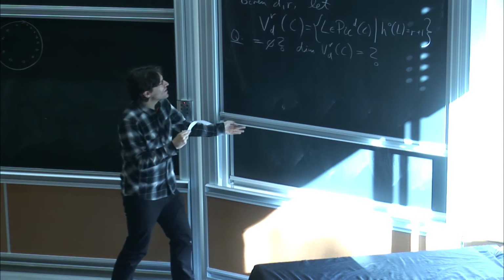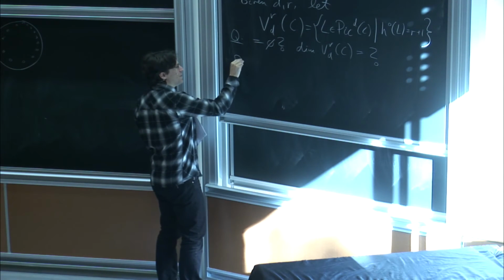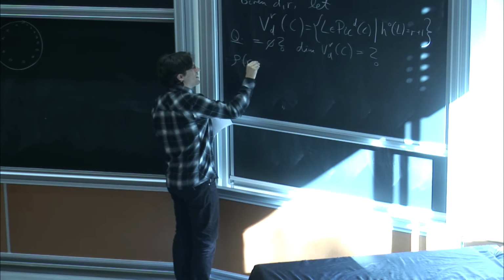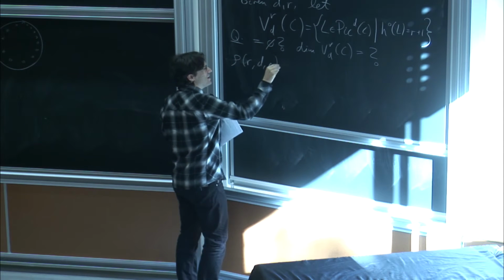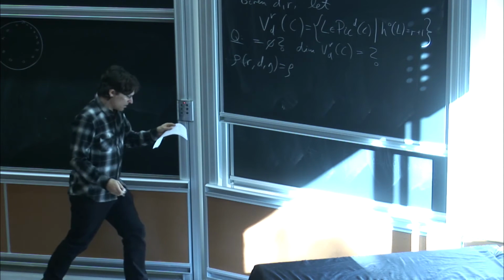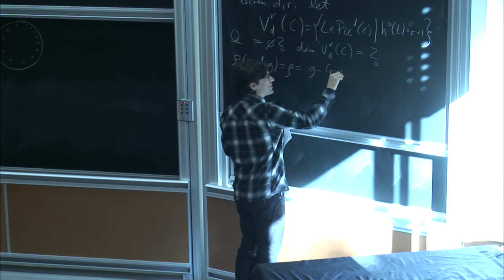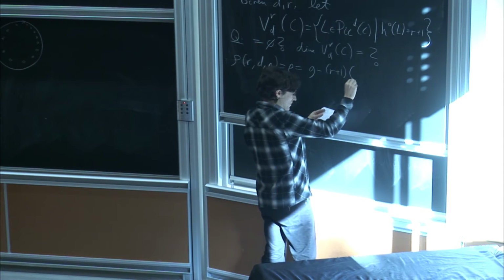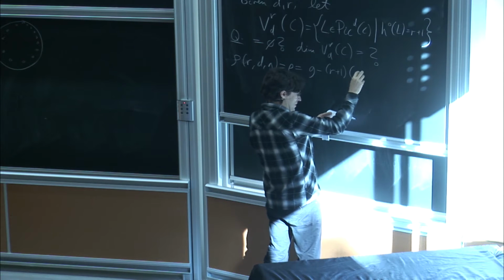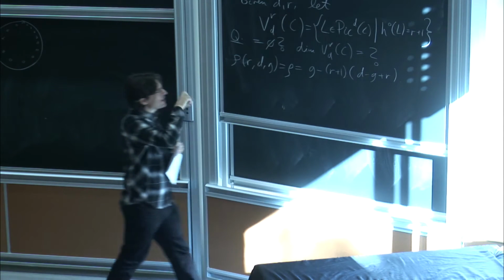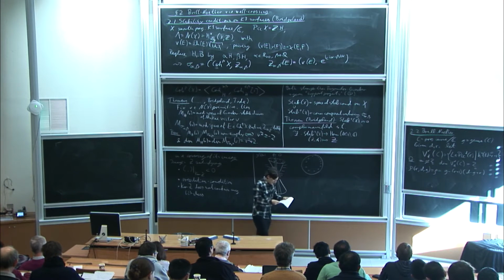And let me also remind you of the Brill-Noether number. So rho is rho of r, d, g. I'll abbreviate this as rho. This is g minus r plus 1 times d minus g plus r. And so this is the expected dimension of V^r_d.